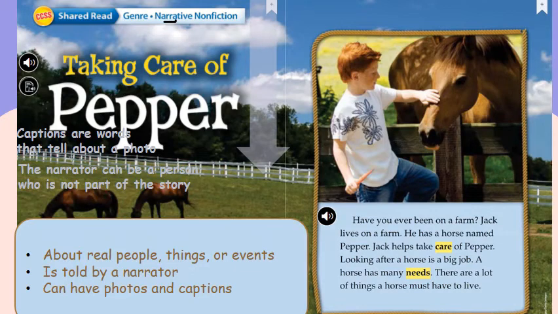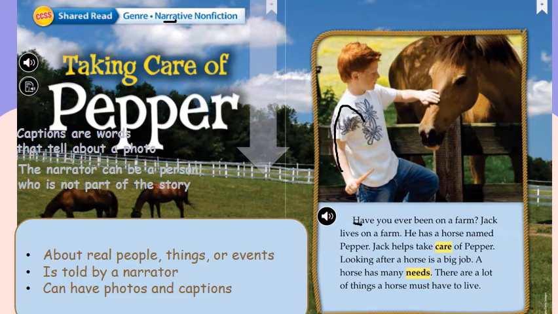And it can have photos and captions. Photos are pictures, okay? This is a picture. So photos are pictures and captions are words that tell about a photo. Let's start reading the lesson together, okay?